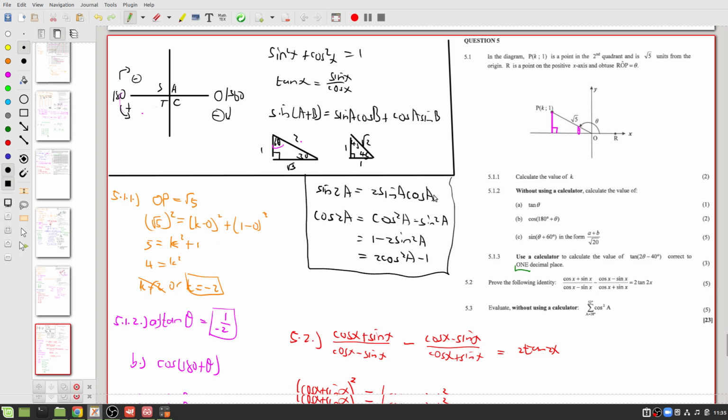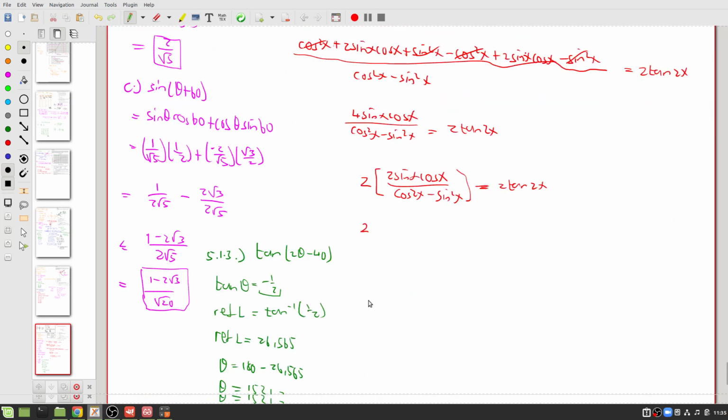Okay, so we've got these two, right? We've got that one and that one in our question. So let's see, how do we use them? So 2, and then 2 sine x cos x, we said that's the same as sine 2x. And cos squared minus sine squared, we said that's the same as cos 2x.